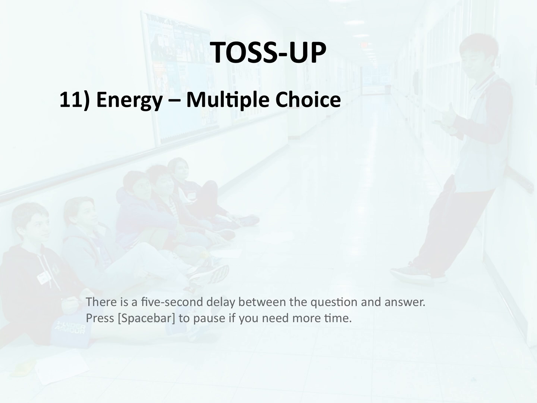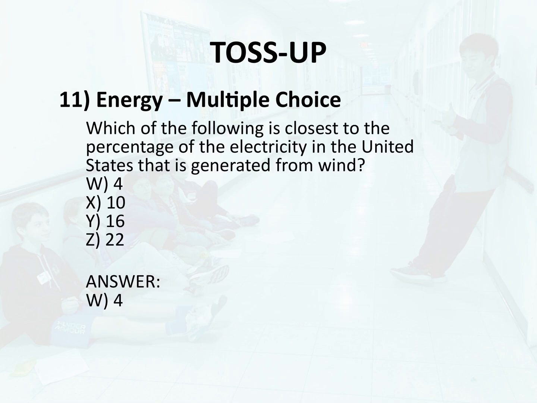Toss-up 11. Energy, multiple choice. Which of the following is closest to the percentage of the electricity in the United States that is generated from wind? W. 4. X. 10. Y. 16. Z. 22. Answer: W. 4.